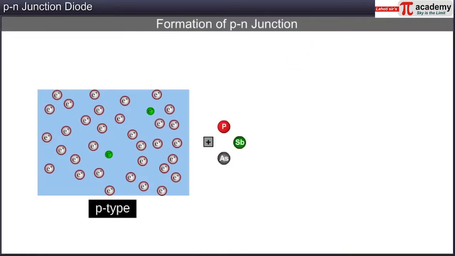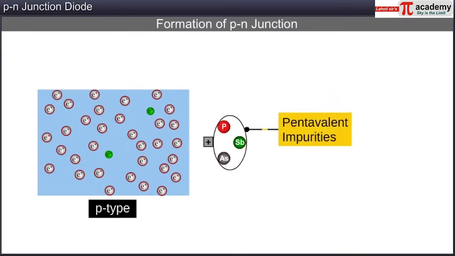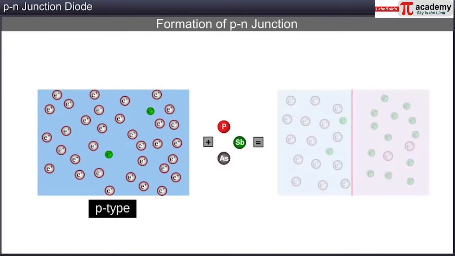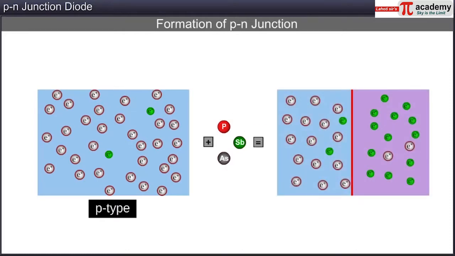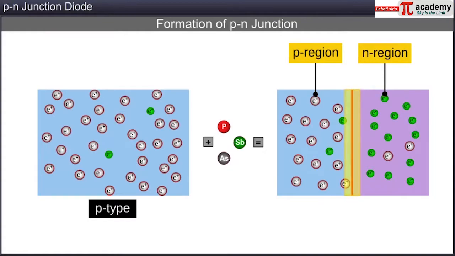Consider a p-type semiconductor crystal, to which a specific amount of a pentavalent impurity is added in high concentration. This creates a semiconductor crystal that contains both a p region and an n region. The boundary that separates the p region in the semiconductor from the n region is called the p-n junction.